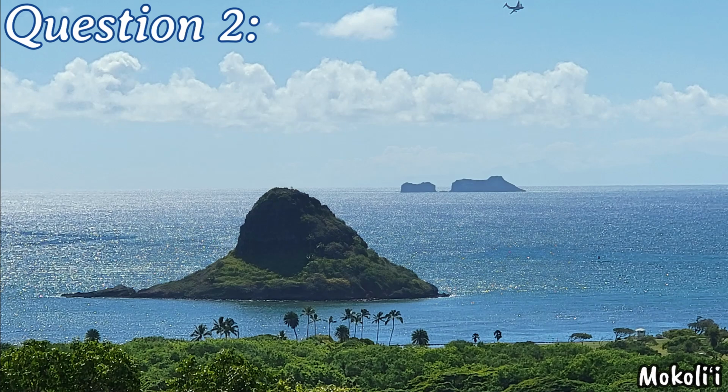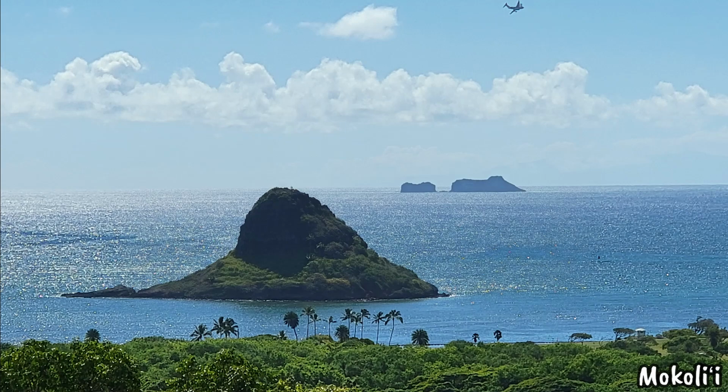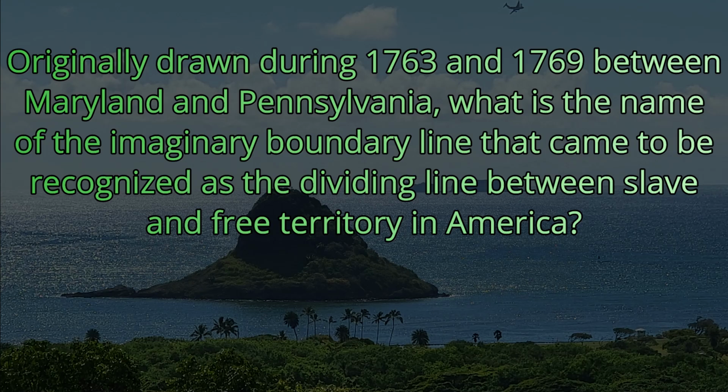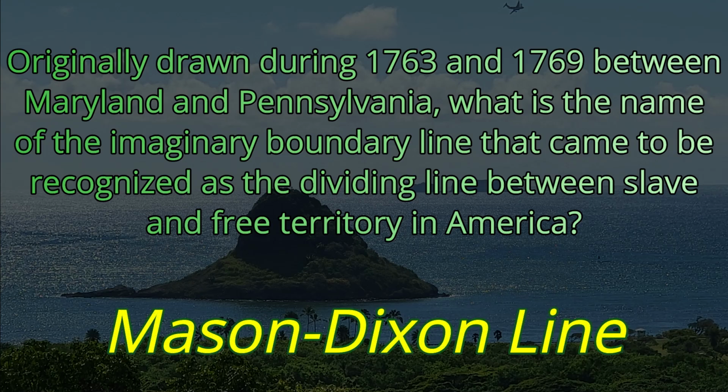Question number 2. Originally drawn during 1763 and 1769 between Maryland and Pennsylvania, what is the name of the imaginary boundary line that came to be recognized as the dividing line between slave and free territory in America? That line is the Mason-Dixon line.